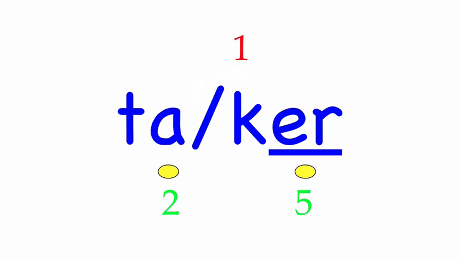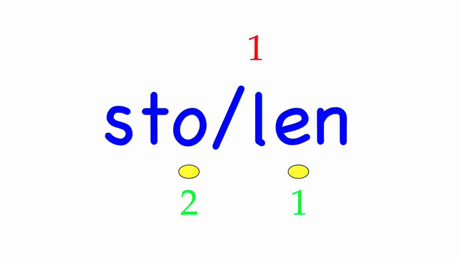Stolen. The bicycle was stolen. Stolen. First syllable stow, three sounds. S, T, O. Len, three sounds. L, E, N. Stolen. Mark the word.